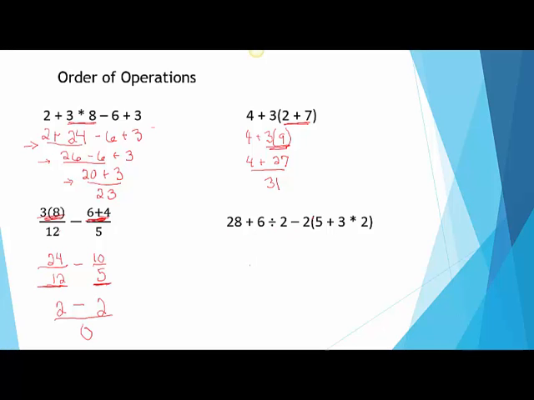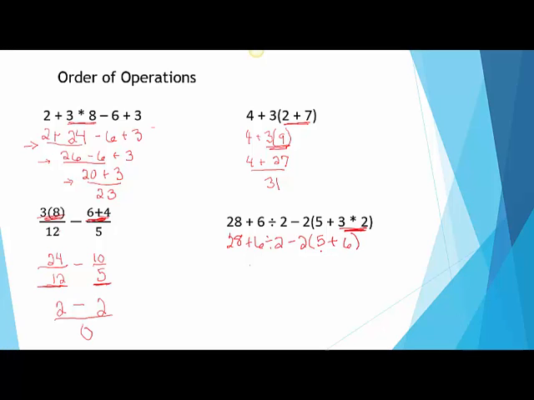Okay, this one's a little more complicated. It's got quite a few more steps to it. On this one, I have a set of parentheses. In the set of parentheses, I have both an addition and a multiplication. Multiplication gets done first, so that means I'm going to do that part first. So I'm going to have 28 plus 6 divided by 2 minus 2 times 5 plus the answer to 3 times 2, which is 6.